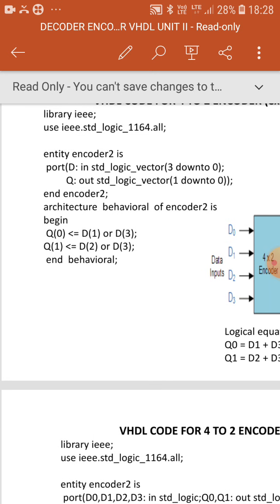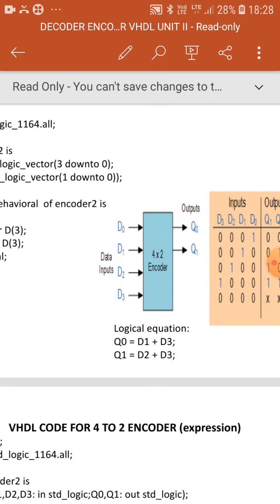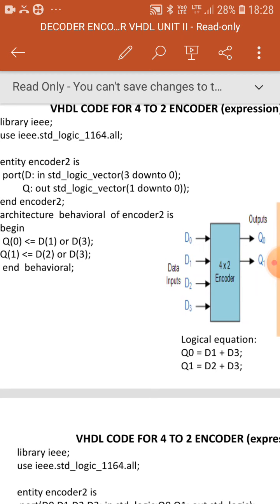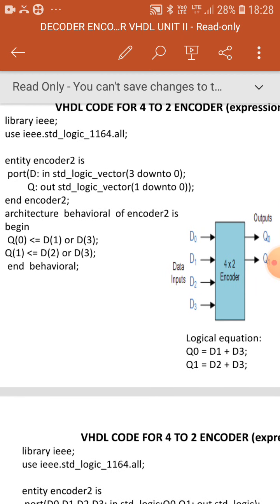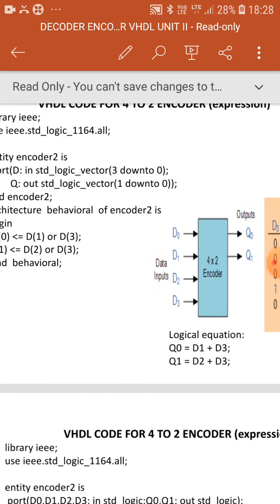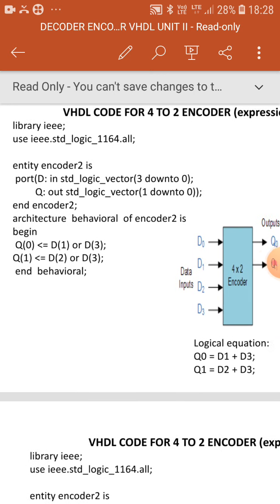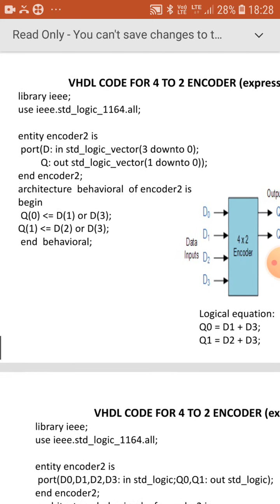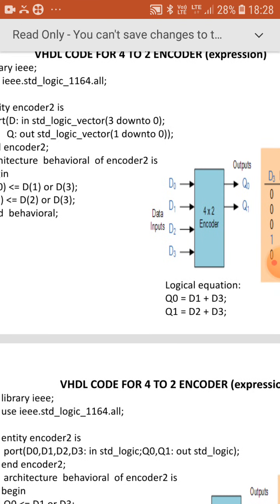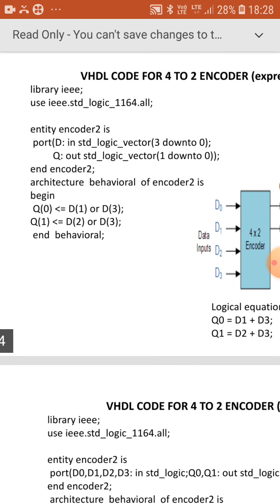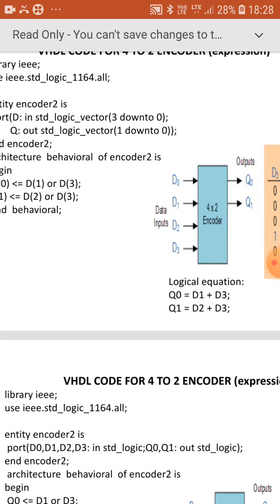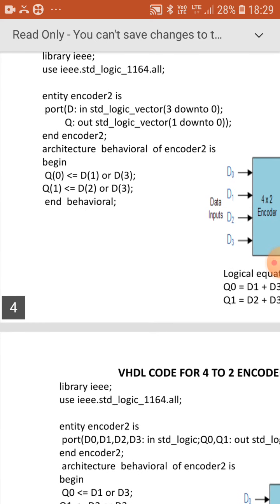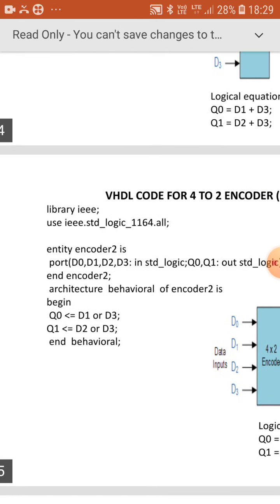So here you can declare D0, D1, D2 and D3 as STD logic, or you can declare D as STD logic vector 3 down to 0. Okay. So Q of 0 less than equal to here D1 or D3. So D of 1 or D of 3. Next Q1 is equal to D2 or D3. So Q of 1 less than equal to D of 2 or D of 3. Okay.